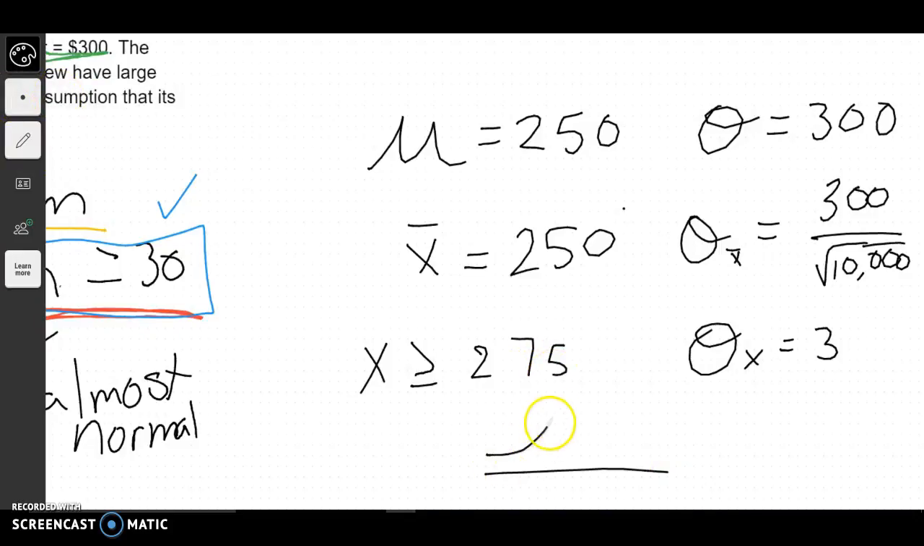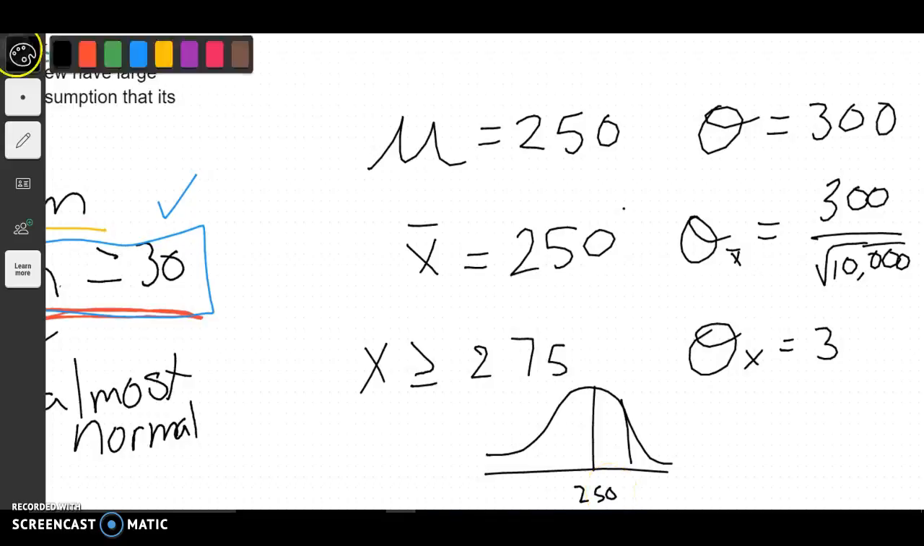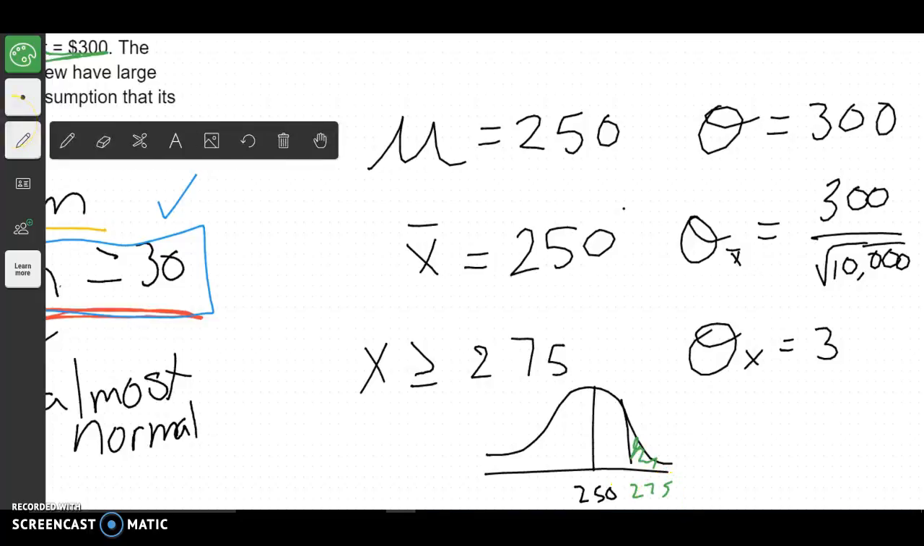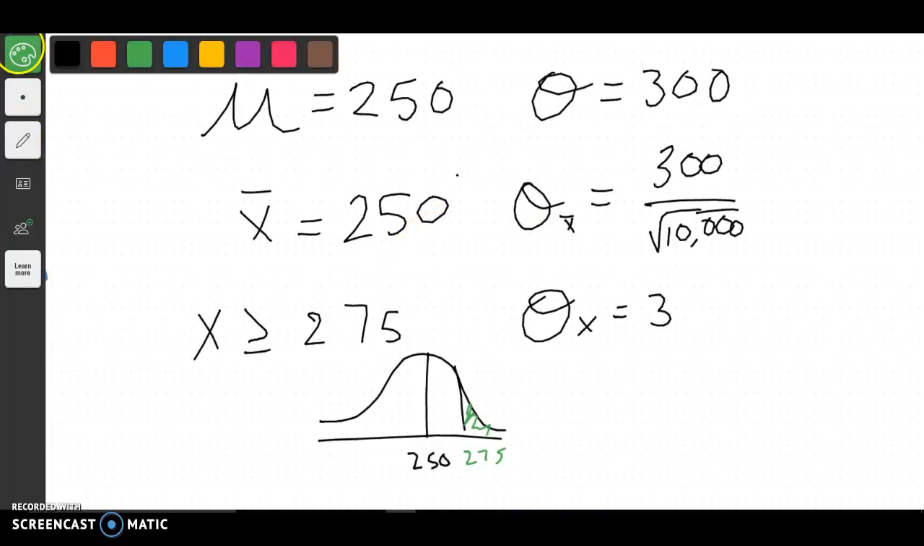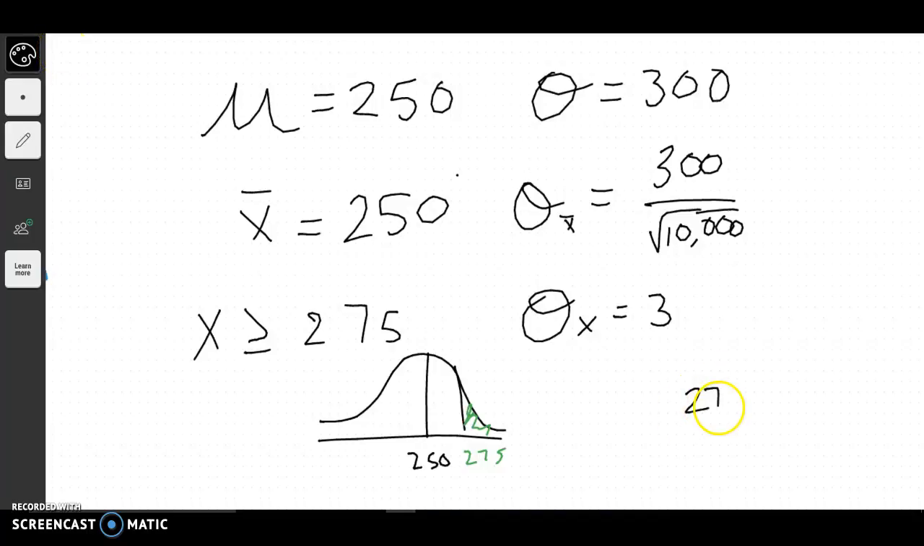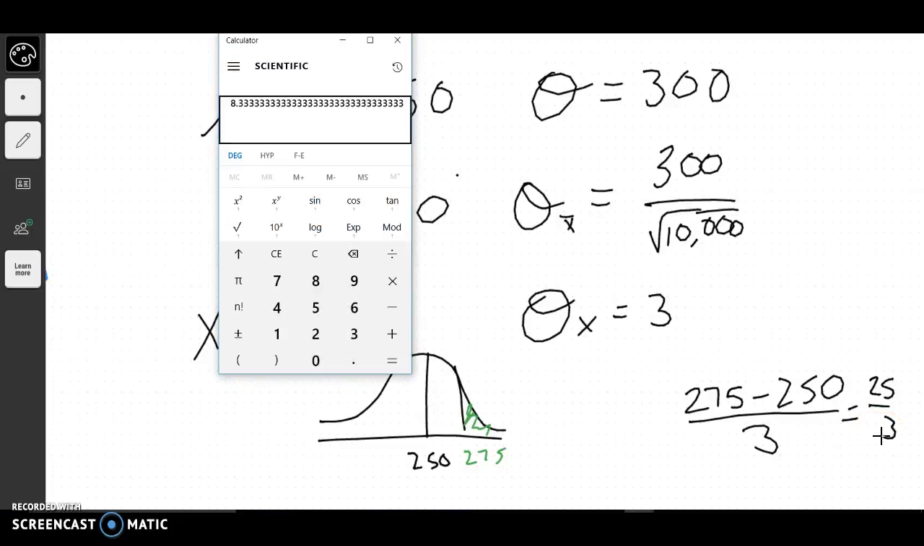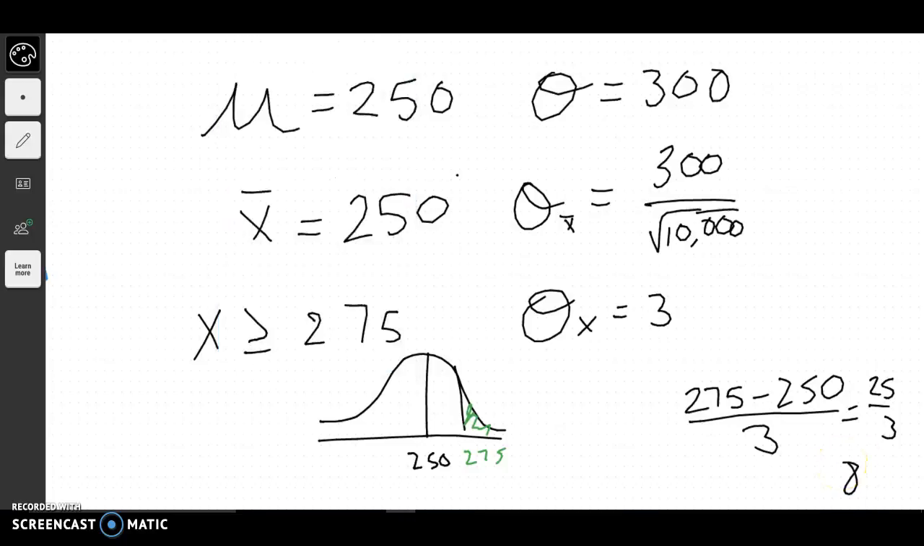And we know it's normal, so it's going to look something like this. This is what we'd like to find. We want to find this space right here. To do that, let's take a z-score. So I'm going to take 275 minus 250 divided by 3, which would give me 25 divided by 3, which gives me about 8. So this is about 8 standard deviations away, so I would say we are pretty safe.